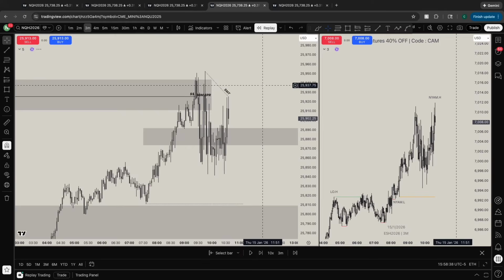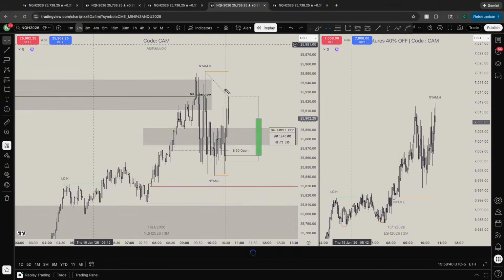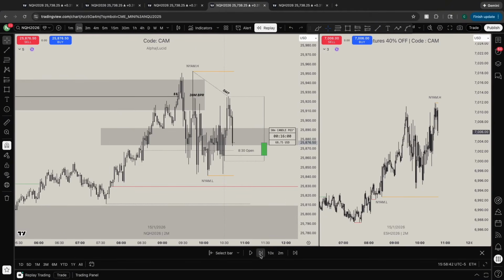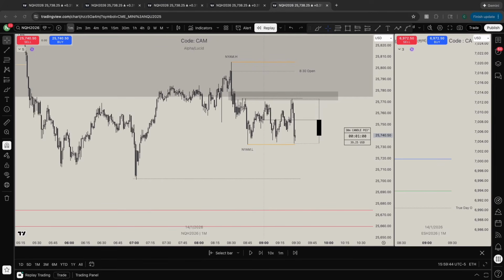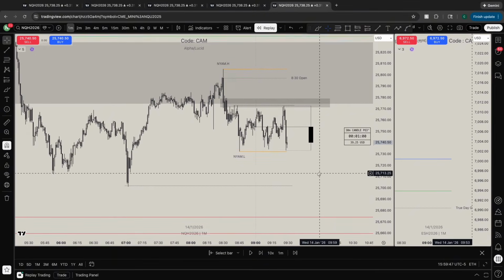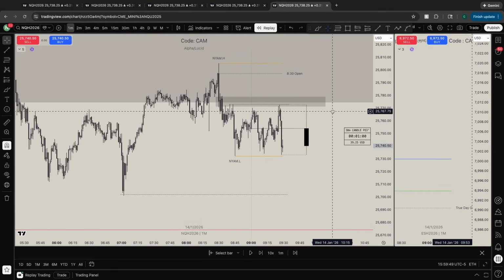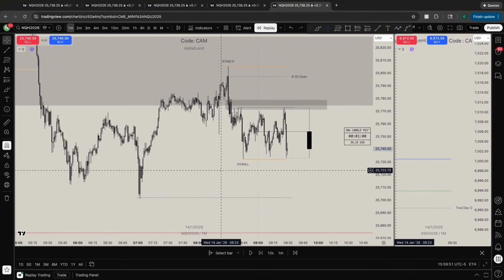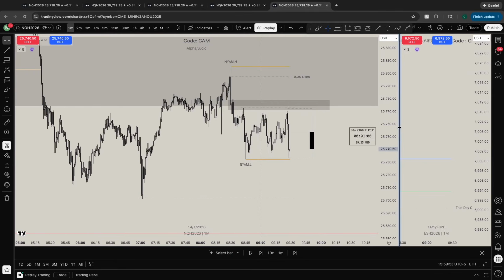Now you can see that we end up getting a 2-minute inversion to target our DOL below, which ends up delivering to our full take profit. Now for this last example, this is going to be talking about how it's very important to utilize and understand our true manipulation to avoid low probability trades.